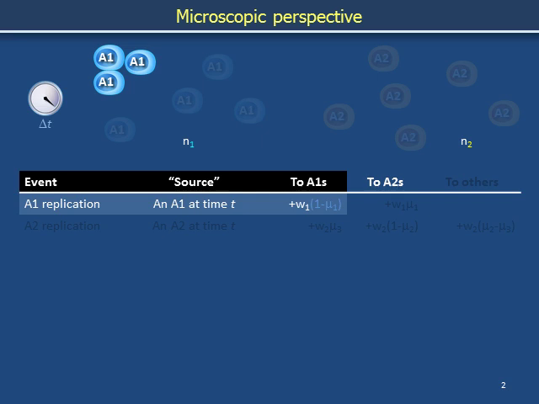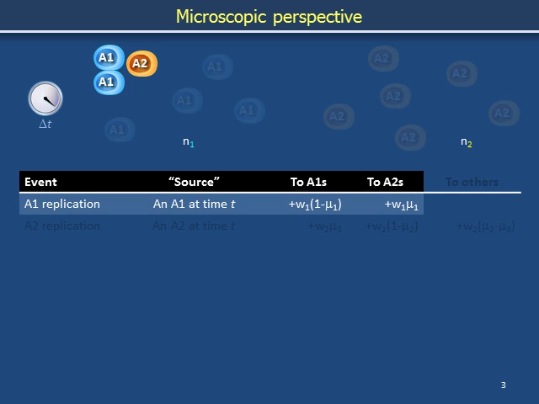Note, however, that not all of the W1 of these resulting cells are blue. Owing to mutation, some cells might be orange, having allele 2 instead of allele 1. Thus, we subtract from the W1 cells at time t plus delta t a fraction mu sub 1 that is orange, and these cells actually become part of the population of cells with allele 2 at time t plus delta t.